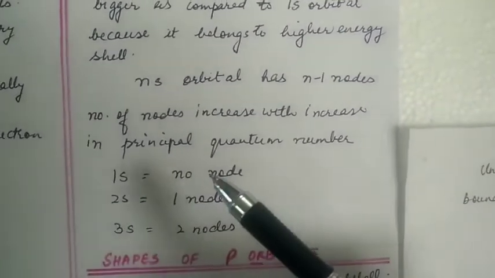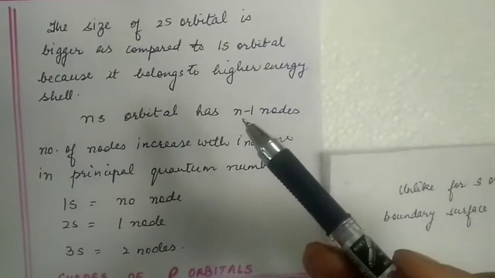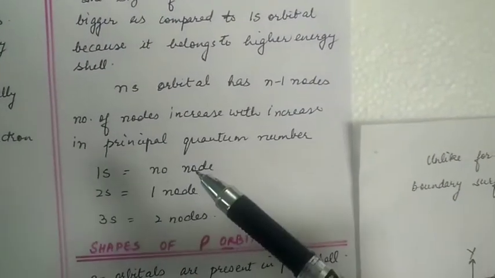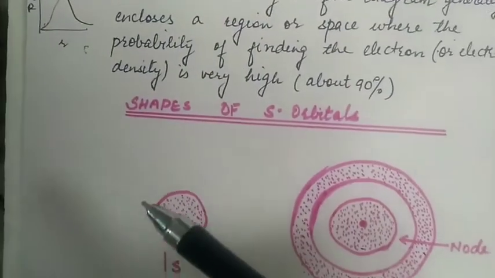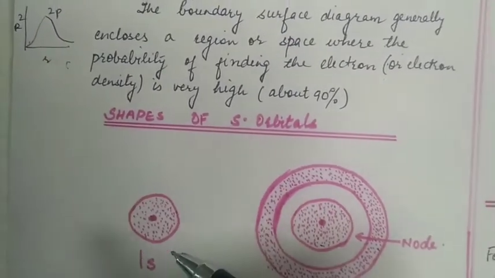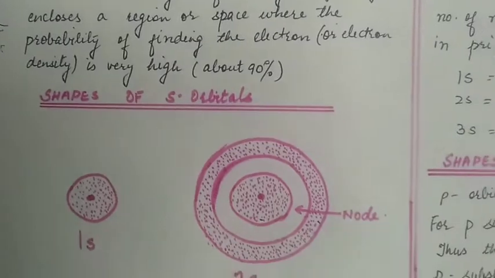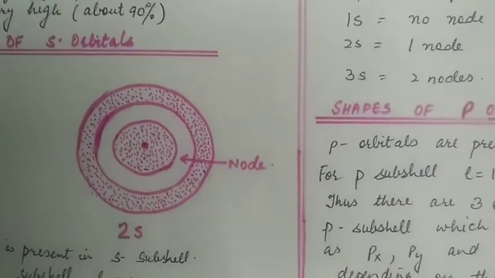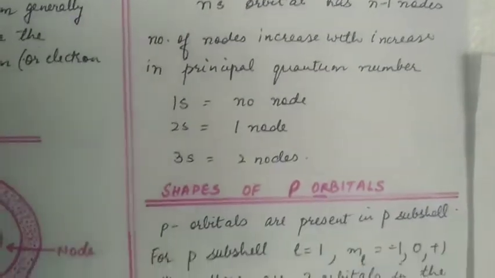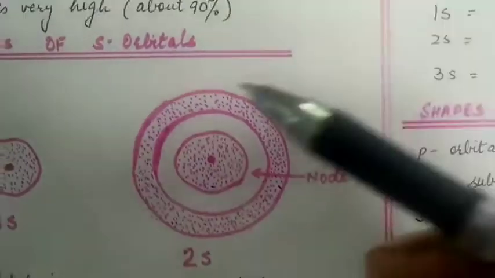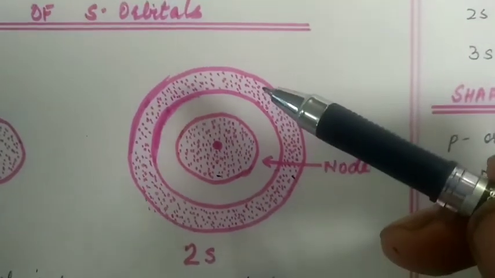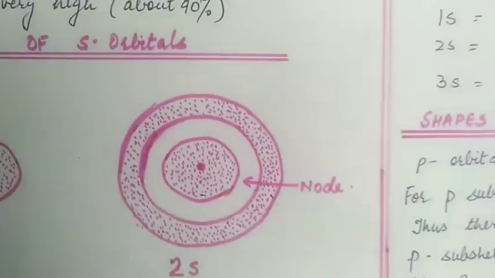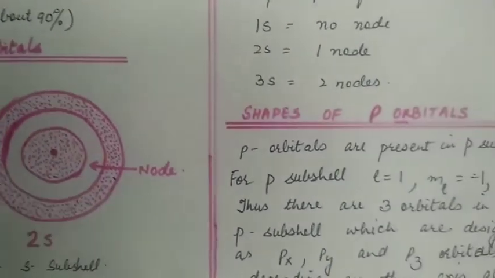In 1s orbital, n is 1, so n minus 1 is 1 minus 1, which is 0. So 1s has no node. You can see that there is electron probability in the whole boundary surface diagram, and there is no region where there is no electron. Whereas in 2s orbital you see one node. In 3s orbital there will be 2 nodes. So in case of a 3s orbital, the diagram will be: this is probability, one node, then probability, then node, then again probability. So there will be 2 nodes in 3s orbital.